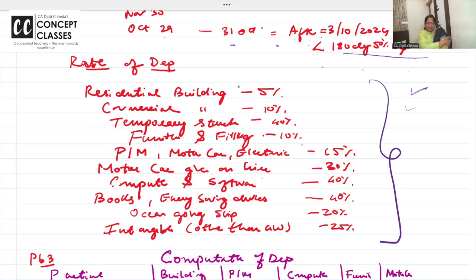Normally, if you use a motor car for business, it's 15%. But if the motor car is given on hire, it's 30%. Computer and related software, printers and all, 40%. Books for the professionals, energy saving devices like windmill and all, also 40%. Ocean going ships, and what is used for water sports, 20%. And other intangible assets, 25%, other than goodwill. You have to learn these rates, okay?